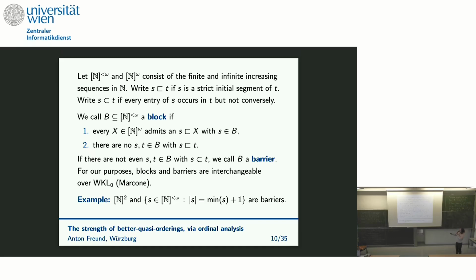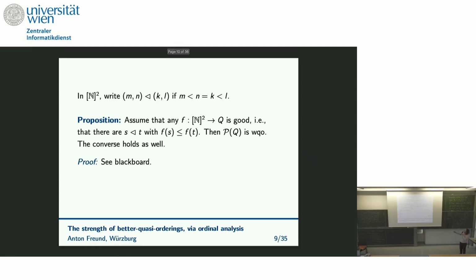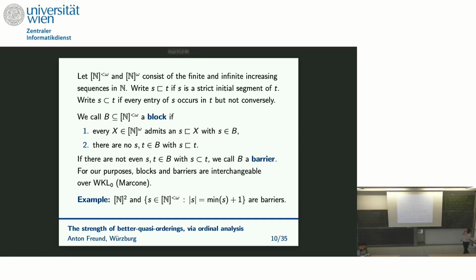And as an example, the following are blocks and even barriers: all the two-element subsets of the natural numbers, the domain of definition that we have seen in this previous proposition here, and then something called the Schreier barrier. You take all the sequences such that the length of the sequence is the minimal element of the sequence plus one. You can also check that this is a barrier.